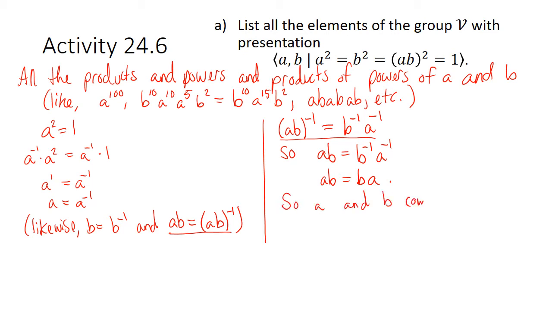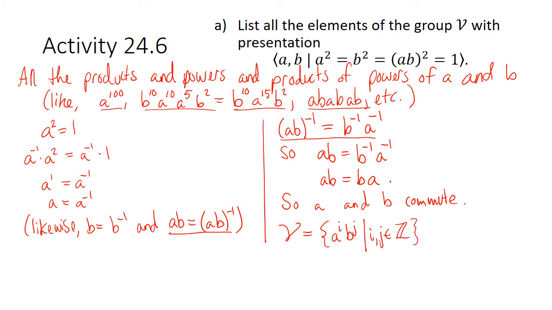So we don't have to make all of these huge lengthy lists of the different products and powers of A and B, because A and B commute with each other. So there's not going to be that many different ones. We really only have to worry about the powers of A and the powers of B, so basically an element is just going to be A to the I, B to the J, where I and J are integers.